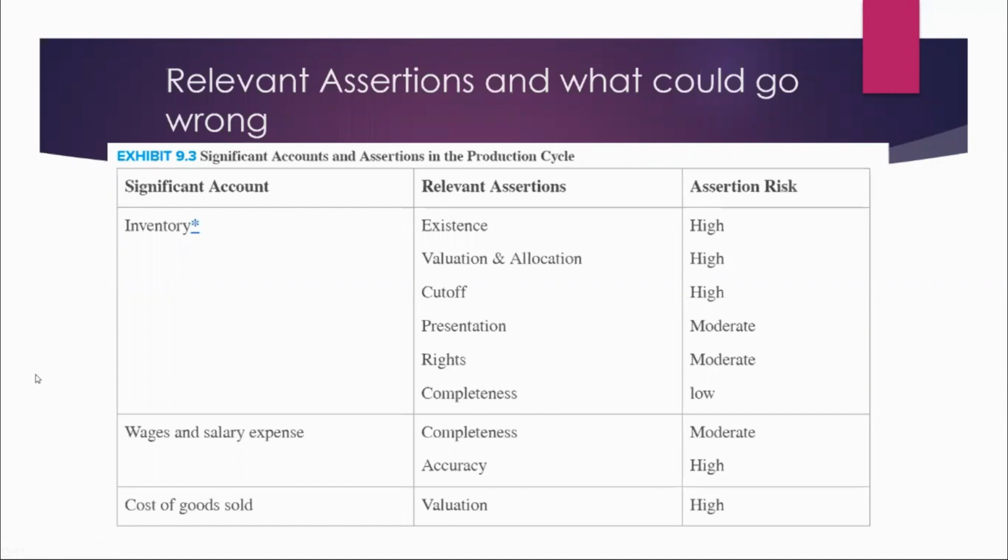In the next video, we're going to chat about the inherent and control risks, as well as our tests of control that we will do relating to the production or inventory cycle. And then in the final video for this chapter, we will talk about detection risk and our substantive procedures that we can do to test inventory. So that is where we're headed.